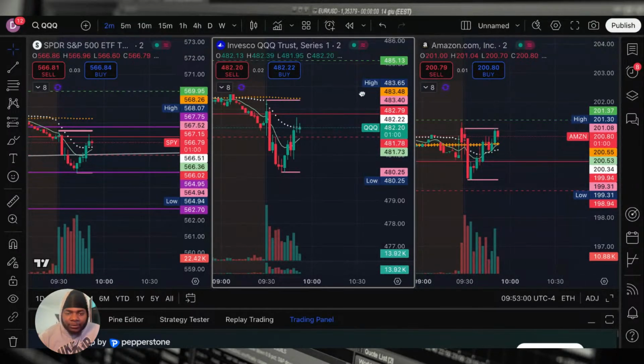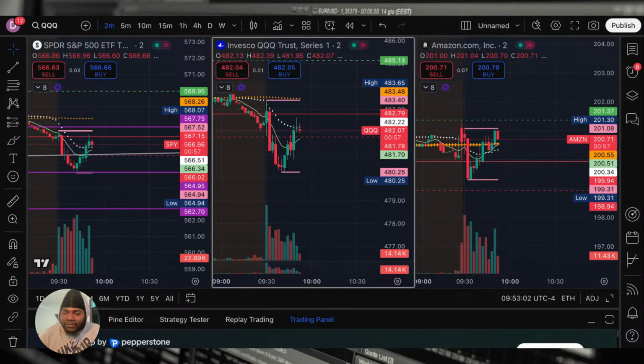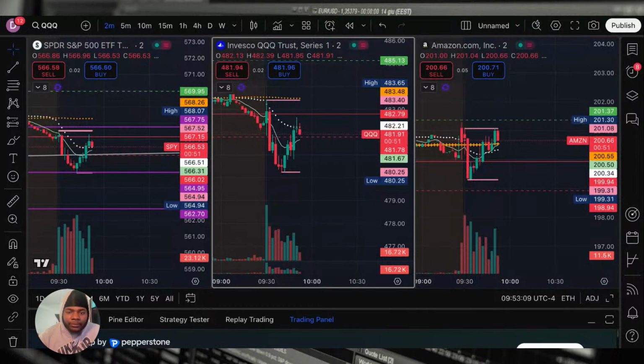I should have scalped QQQ. That's what I should have done. I should have just scalped that real quick. Took my little 12, 13% on that first one. Chilled and waited on another one.